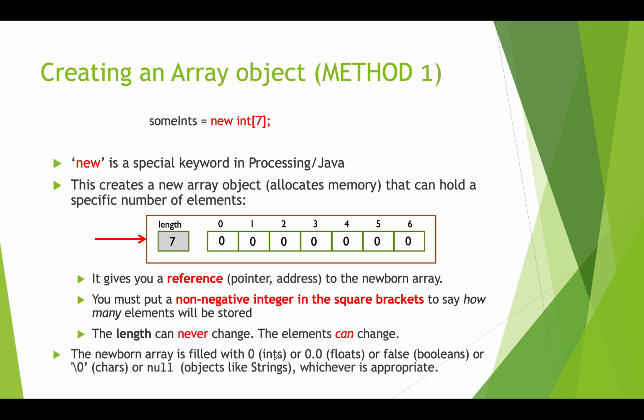So when we create arrays, they are filled with a default value that makes sense. So when we're creating an array of ints, it's going to be filled with 0. When we're creating an array of floats, it will be filled with 0.0 in each slot. If we create an array of booleans, the default value in each slot would be false. If we create an array of chars, the default value is \0. And if we create an array of objects, like strings or any other objects that you might have, the default value in these slots is going to be null because they aren't yet pointing to other objects.